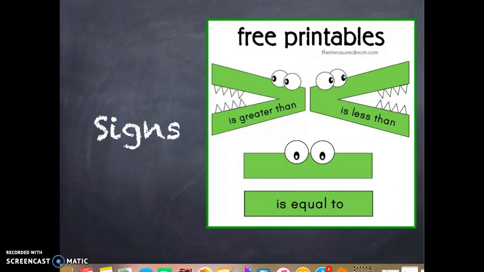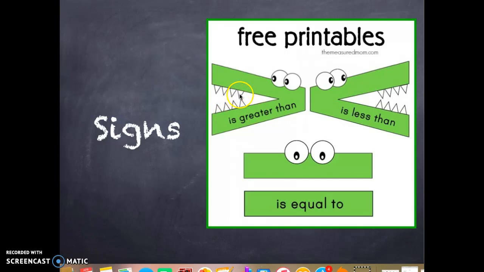So these are some examples of the signs. Notice that they're shaped like alligators. This is going to help us with our exercise. They have little teeth that will help us. So we see that this is the greater than sign, this is the less than sign, and this is the equal to sign. We should have all seen these signs before with other equations in math, but these are going to be new to us. These are the ones we're really going to focus on today.